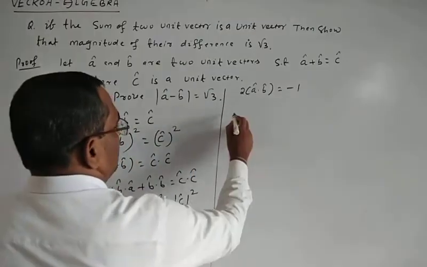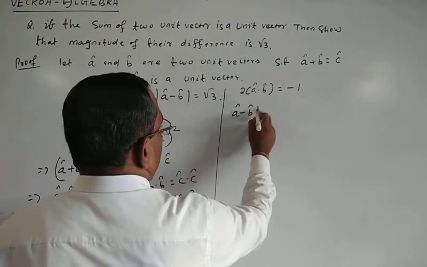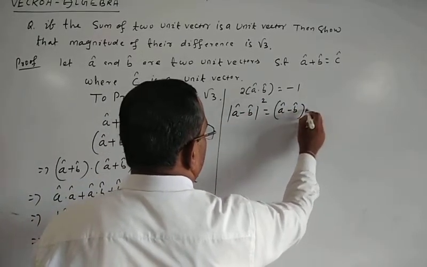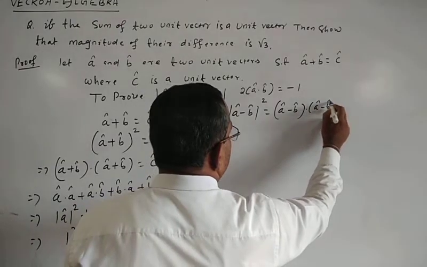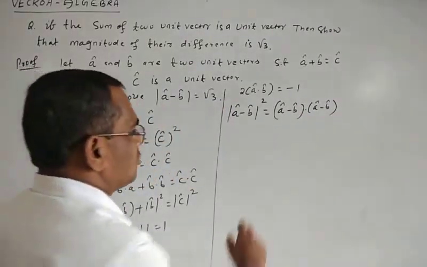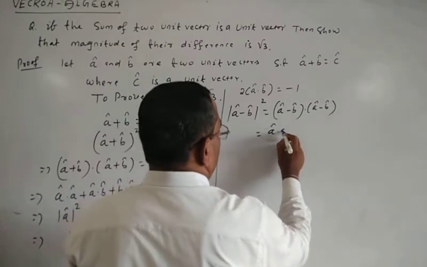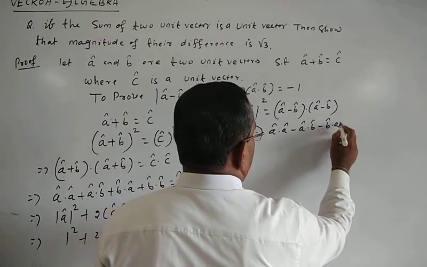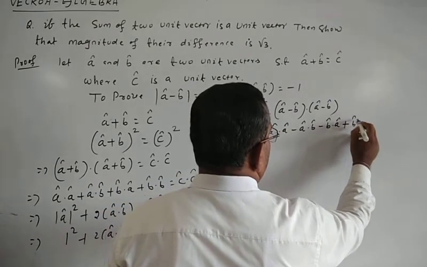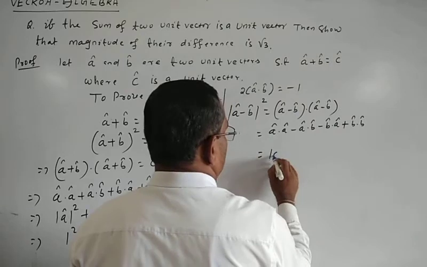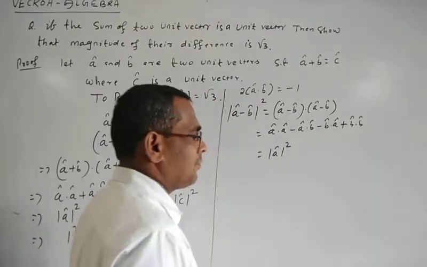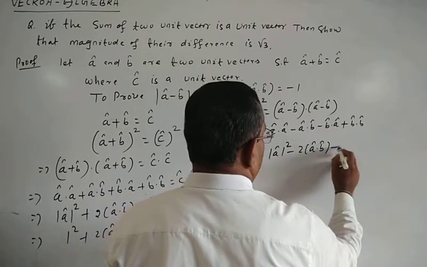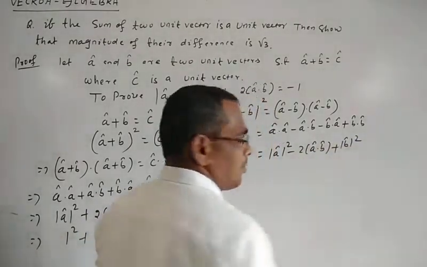Okay, that implies 2 into A cap dot B cap equals 1 minus 2, which is equal to minus 1. Now magnitude of A cap minus B cap squared is equal to A cap minus B cap dot A cap minus B cap. So this is equal to A cap dot A cap minus A cap dot B cap minus B cap dot A cap plus B cap dot B cap, which is magnitude of A cap squared minus 2 into A cap dot B cap plus magnitude of B cap squared.